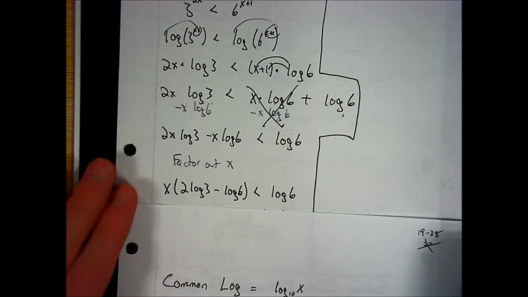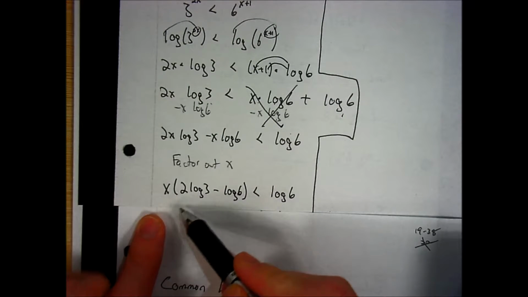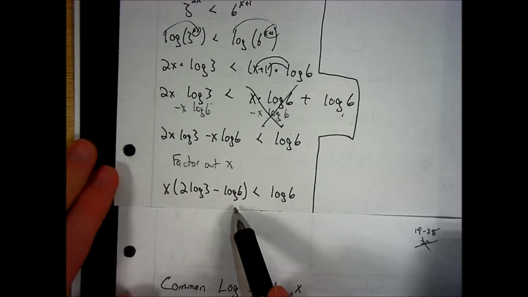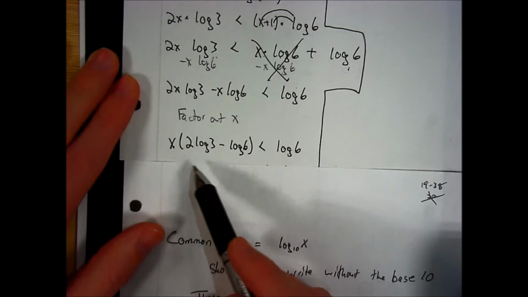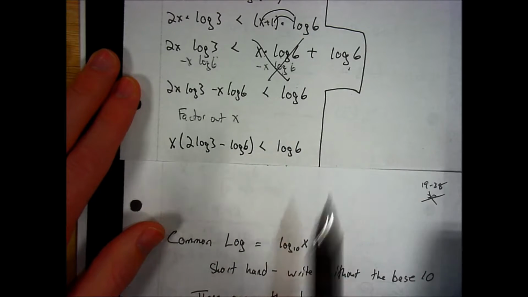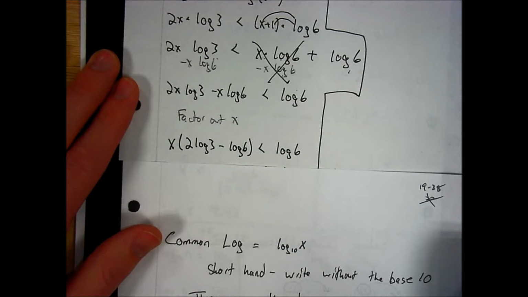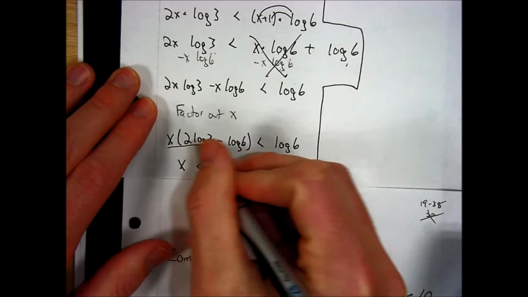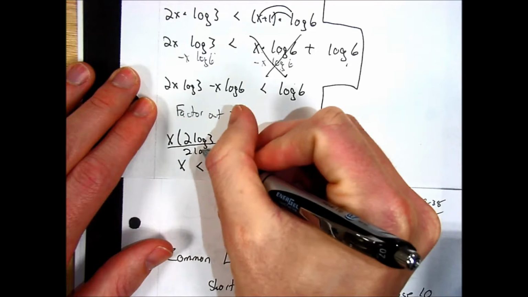So we're going to factor out the x. So x goes in front of, now this is just 2 log of 3 minus log of 6. So I have x times this big group. Okay, how do you undo times? Opposite of multiplication is division. So we need to divide both sides by this big group.